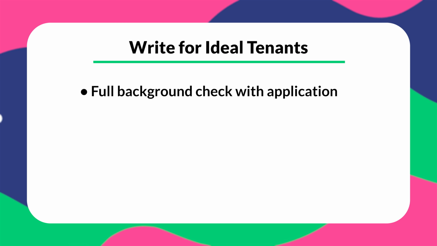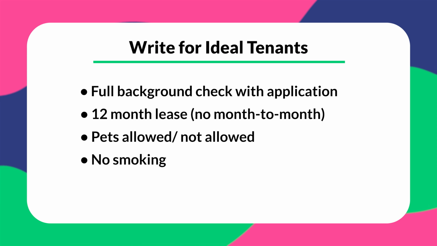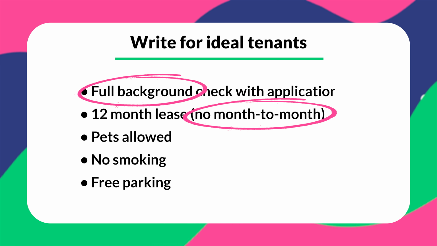So for example, you can include a short bulleted section with things such as full background check with application, 12-month lease, no month-to-month, pets allowed or pets not allowed, no smoking, free parking, things like that. So as you can see, these are more screening items than anything else. And including things like no month-to-month and full background check in your description will help filter out potential applicants who wouldn't be fit for you right off the bat. That way, the applicants you do get are more likely to be of the caliber you're looking for in the first place.